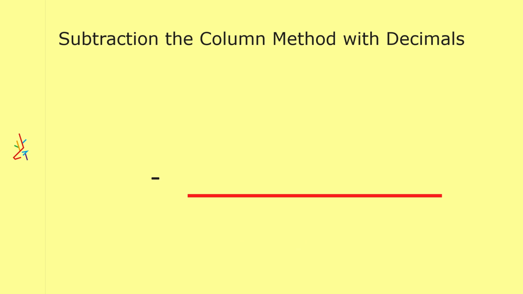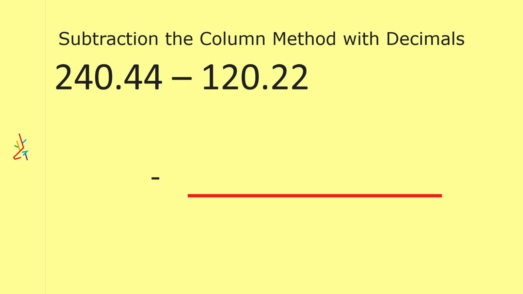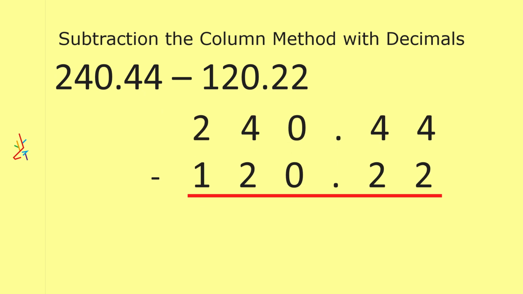Now we'll look at decimals. So in this case 240.44 minus 120.22. And notice, just the same as addition, I put my decimal points in before I start doing the workings out. This makes it nice and clear, and again I've spread my numbers out.